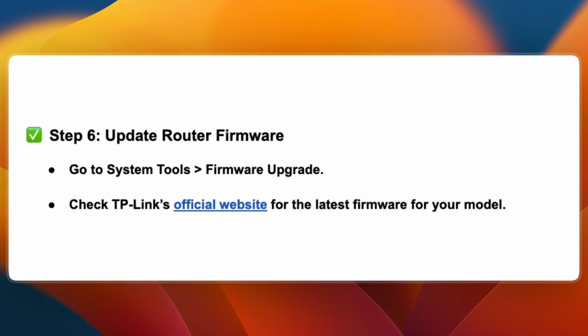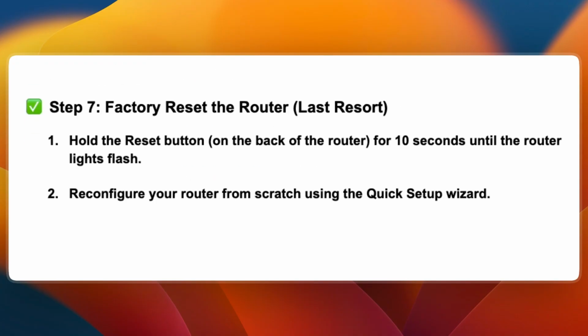Step 6 is to update the router firmware. Go to System Tools and then Firmware Upgrade, and check TP-Link's official website for the latest firmware for your model. Step 7 is to factory reset the router as a last resort. Hold the reset button on the back of the router for 10 seconds until the router lights flash, and then reconfigure your router from scratch using the Quick Setup Wizard.